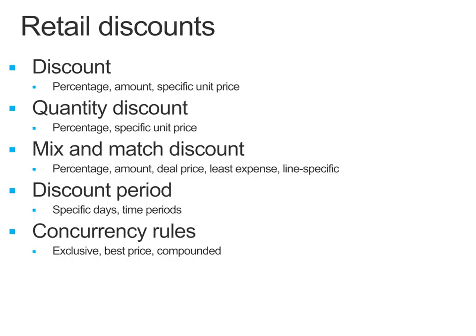And then the more interesting one is the mix and match discount. This lets you configure the buy one, get one kind of scenarios. And there are a few things in terms of how you can set it up. You can just say a straight percentage off if all the items that are required are in the transaction. You can specify a deal price, a specific amount for this combination. Almost think of it as kit pricing.